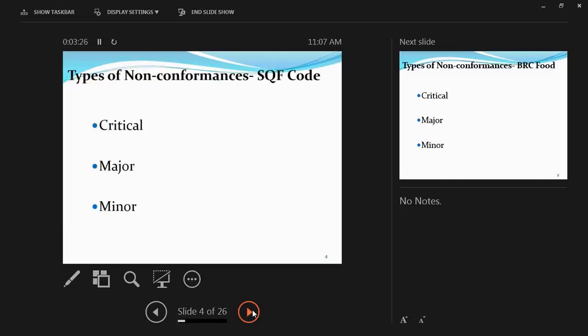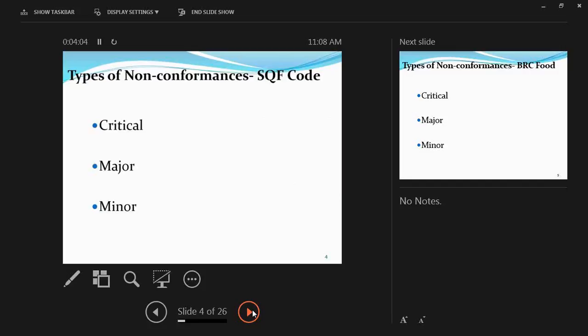Let me focus on the SQF code first. What are the different types of nonconformances or nonconformities under the SQF code? When an SQF auditor finds deviations from the requirements of the relevant modules of the SQF code, Module 2 is compulsory or mandatory, whereas other modules, the prerequisite program modules, are optional. Optional in the sense that it varies from food sector to food sector code. The auditor must advise the supplier of the number, description, and extent of nonconformities.